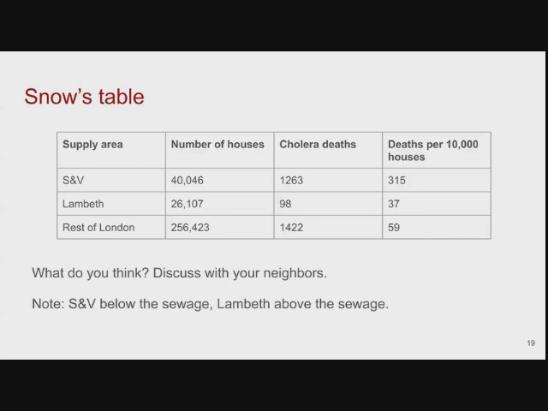And now with this table, with this difference in the number of deaths per 10,000 houses, what do you think? What is causing, you think, the cholera deaths in particular? And the note down here we're showing is that SMV is below the sewage and Lambeth is above the sewage, as we were talking about earlier.